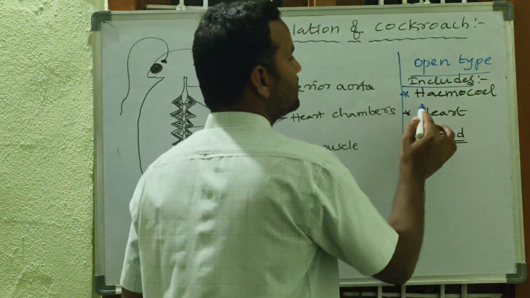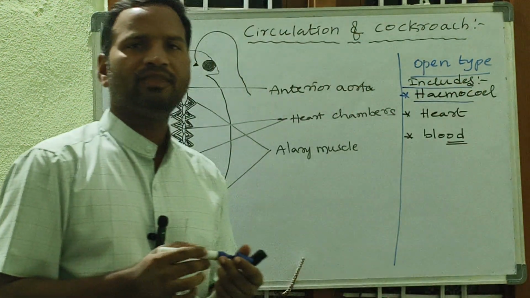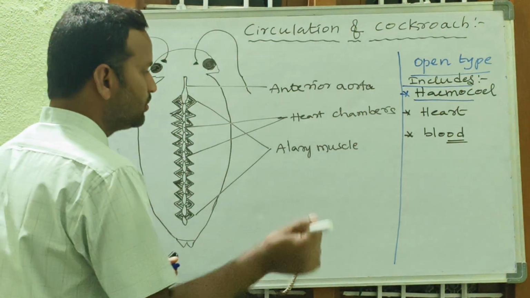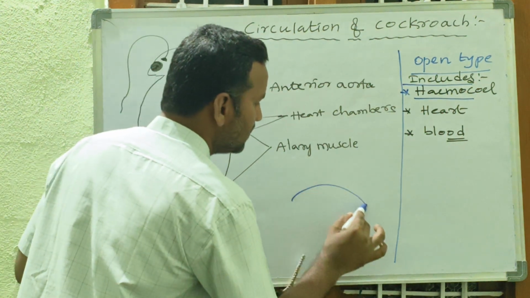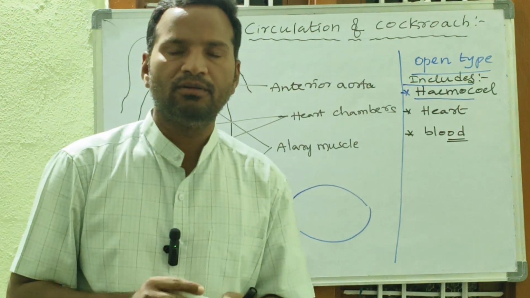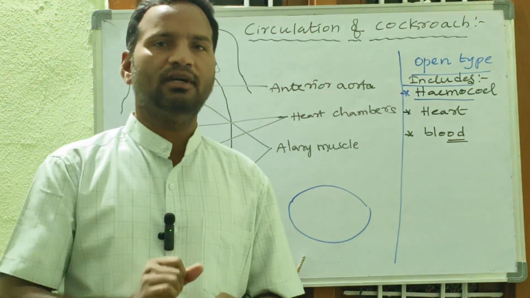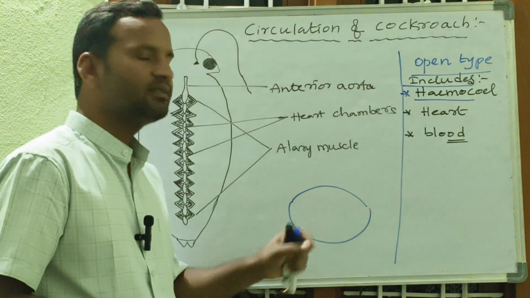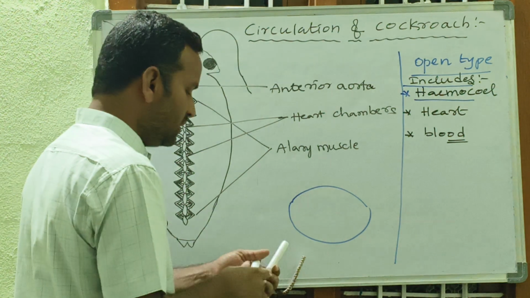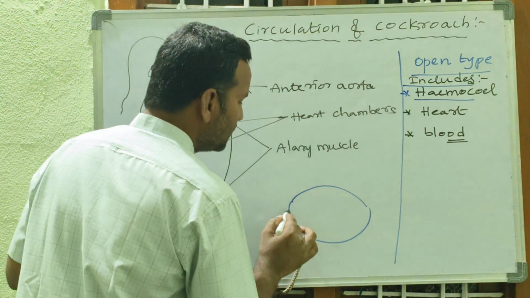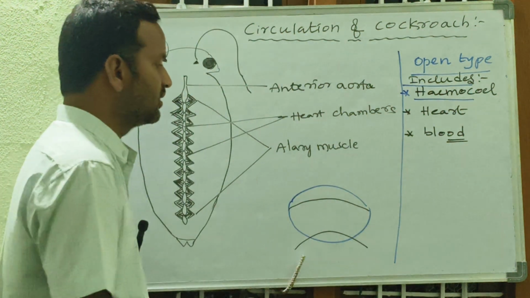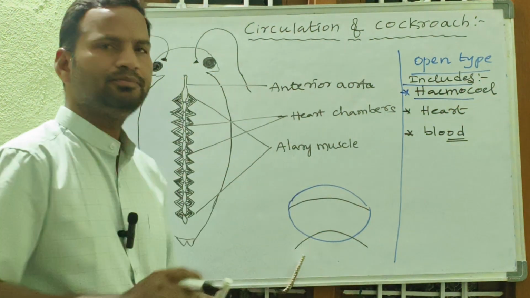Now let us discuss the hemocoel. I will give the explanation about the hemocoel. For example, this is the hemocoel, the body cavity. What does hemocoel mean? Body cavity. Coel means coelom, that is the body cavity. Yes, this is simple. Now the coelom is divisible into how many chambers? Three chambers. 1, 2, 3.